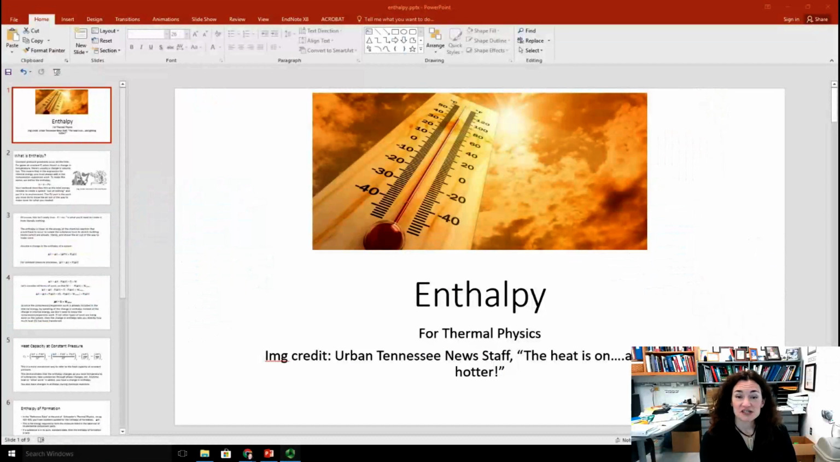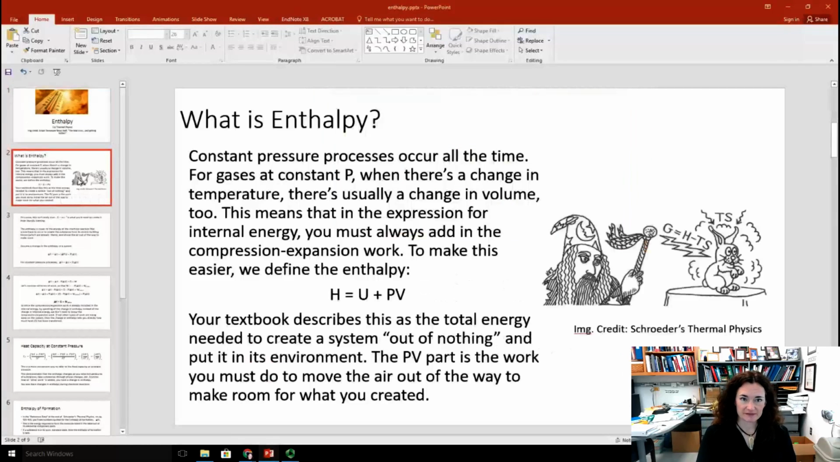Hi. So today I want to talk to you about enthalpy and finish up Chapter 1 in Schroeder's thermal physics. So what is enthalpy? Well, constant pressure processes occur all the time. Chemical reactions, for example, which are tabletop, occur at roughly constant pressure, roughly 1 atmosphere depending upon your elevation.